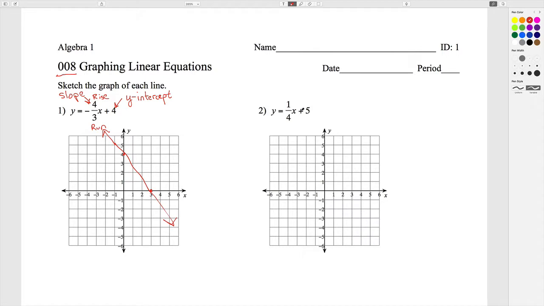So if we were to try this one here, the y-intercept is 5, so we'd start at 5. This time, however, the slope is positive. It's positive 1 over 4. So when it's positive, you go up. The rise is 1, so you go up 1 since it's positive and go over 4. 1, 2, 3, 4. It's right there. And then we just draw the line connecting the points. Hopefully your line looks a little bit straighter than mine.